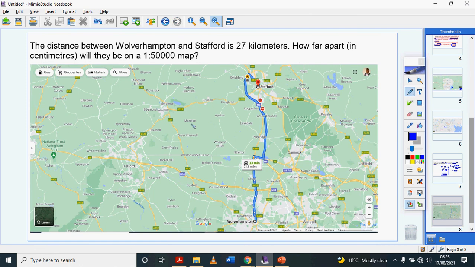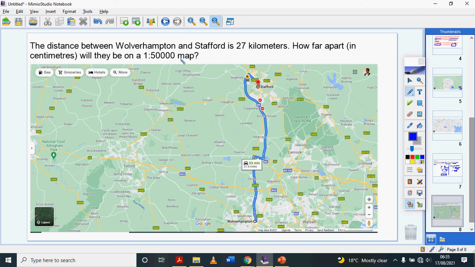Okay, last example. The distance between Wolverhampton and Stafford, these are places in China. No, not China. They are places in Kenya. No, not Kenya. We don't know. How far apart in centimeters will they be on a map whose scale is 1 to 50,000?